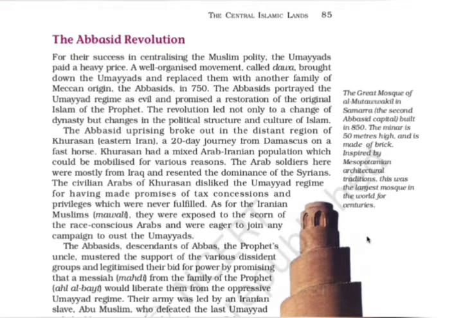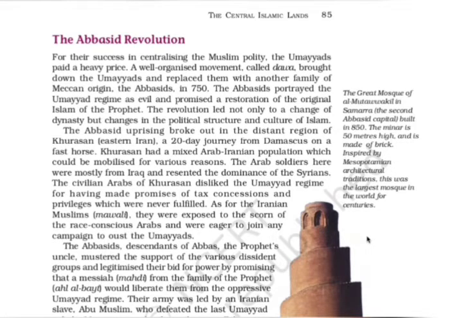The Abbasid Revolution. For their success in centralizing the Muslim polity, the Umayyads paid a heavy price. A well-organized movement called Dawa brought down the Umayyads and replaced them with another family of Meccan origin, the Abbasids. In 750, the Abbasids portrayed the Umayyad regime as evil and promised a restoration of the original Islam of the Prophet. The revolution led not only to a change of dynasty but changes in the political structure and culture of Islam.